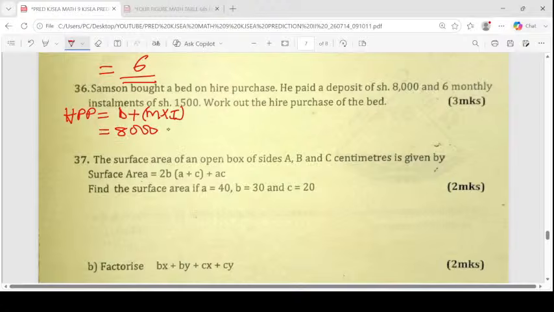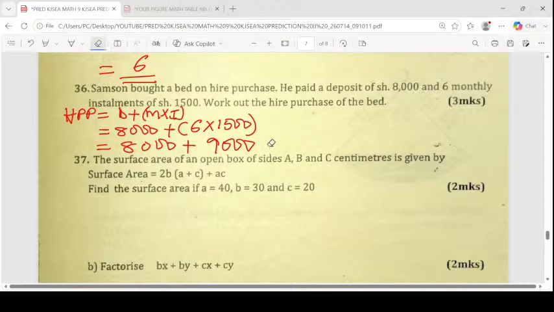Our deposit in this case is 8,000 plus how many months? 6 months, and each installment was 1,500. So this will become 8,000 plus, when you take 6, you multiply by 1,500, this gives you 9,000. And when you add this, you are going to get your hire purchase price as 17,000 Kenyan shillings.